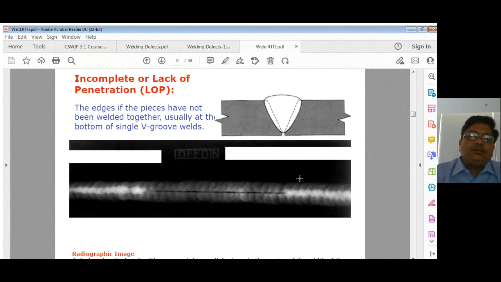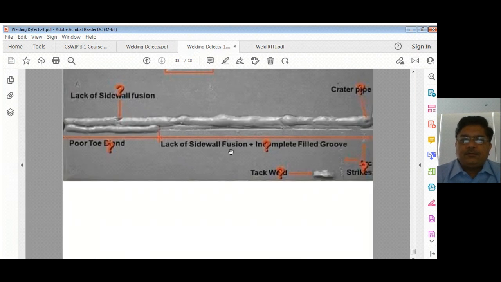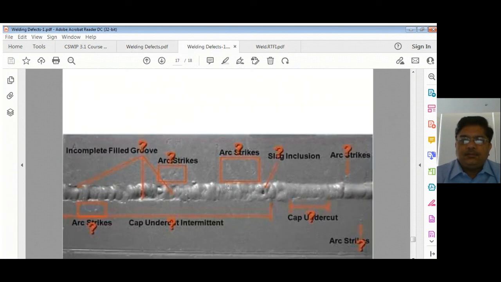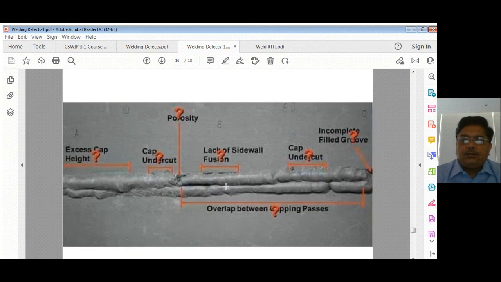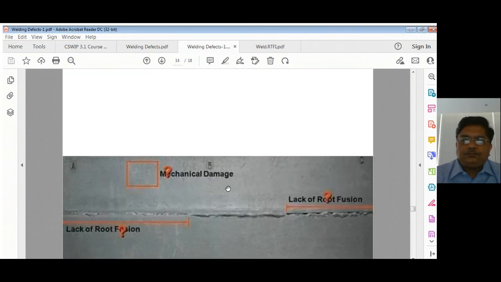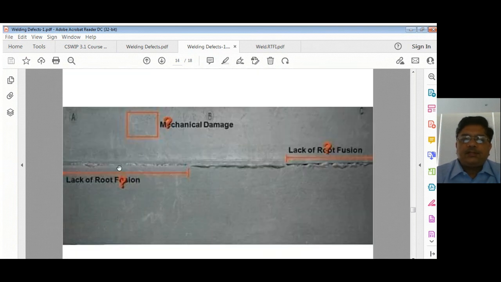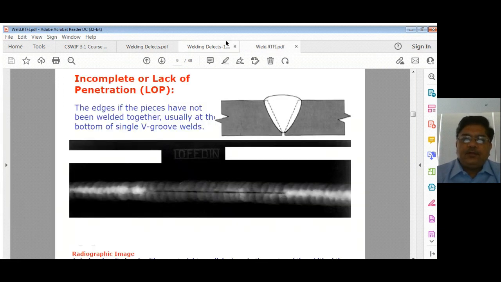Next is incomplete penetration or lack of penetration. So here you can see both the edges of the root have not been fused, as we saw in our earlier weld defect. You can see here many places. Lack of root fusion, just like that. This will also be the same way.